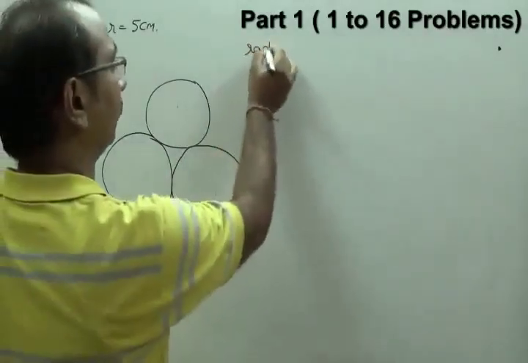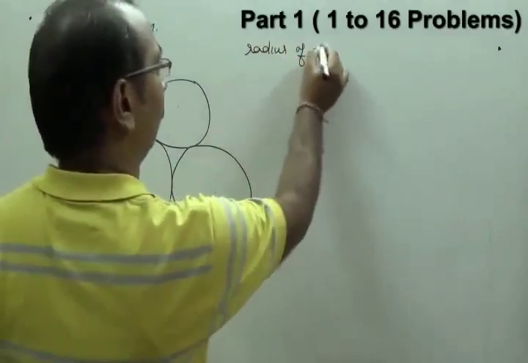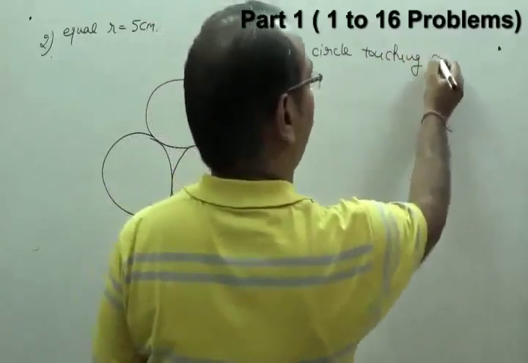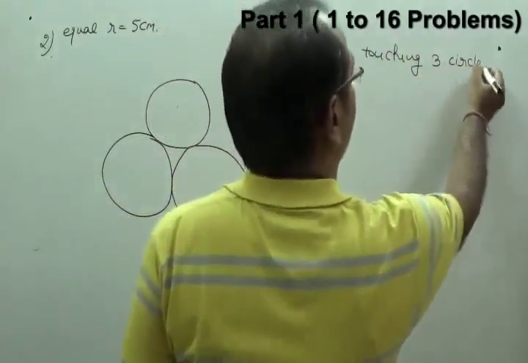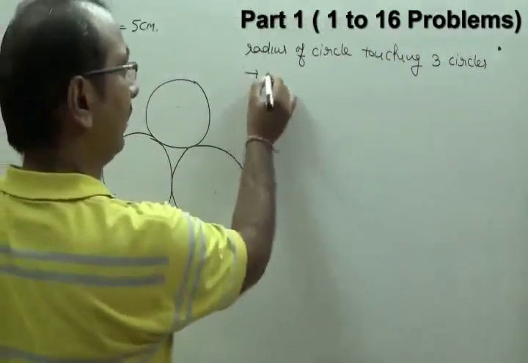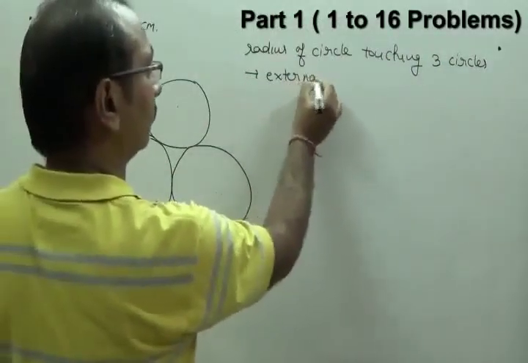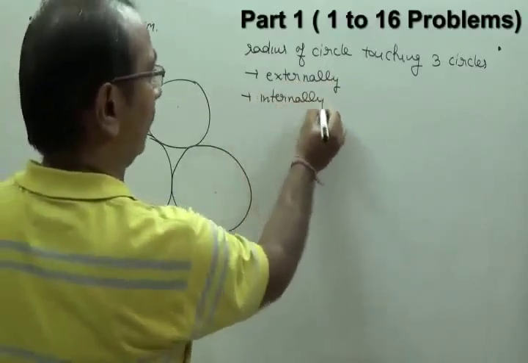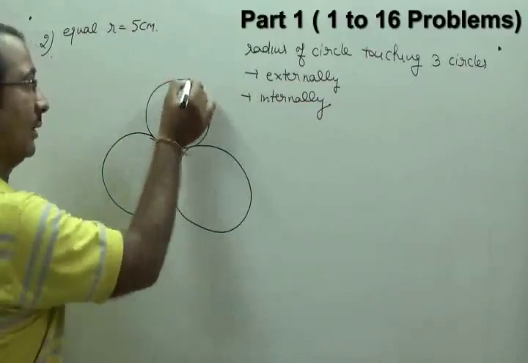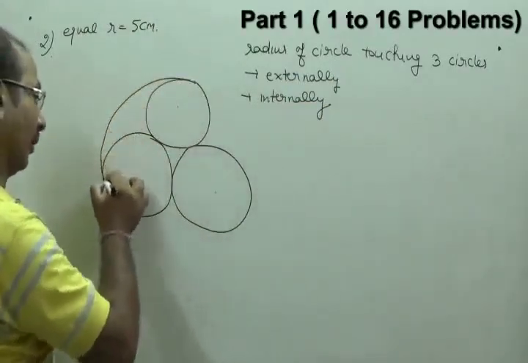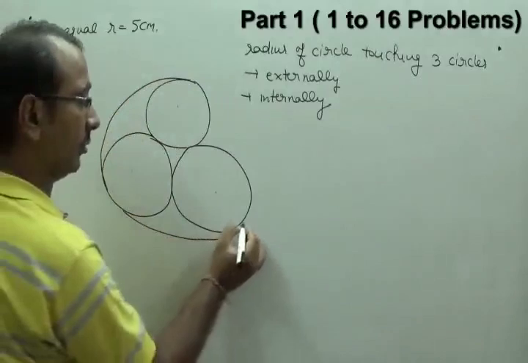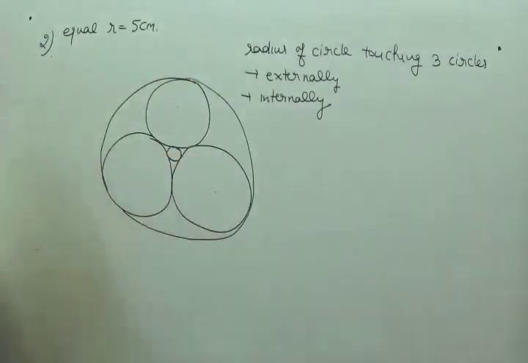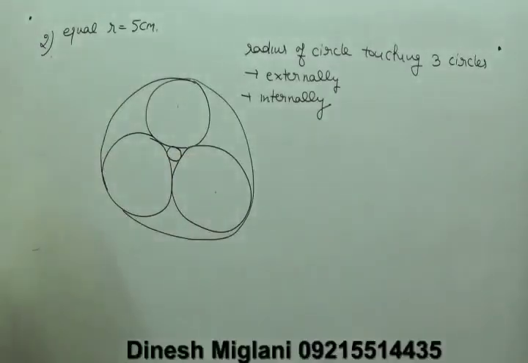Find the radius of a circle touching three circles, right? Now we have two types of circles here. One that touches them externally, second that touches them internally, right? The first circle that we have is this one. We will draw a circle that is going to touch the three circles in such a way. And the second circle may be this one, the circle that is going to touch them in such a way, right? We have to find the radius of these two circles.